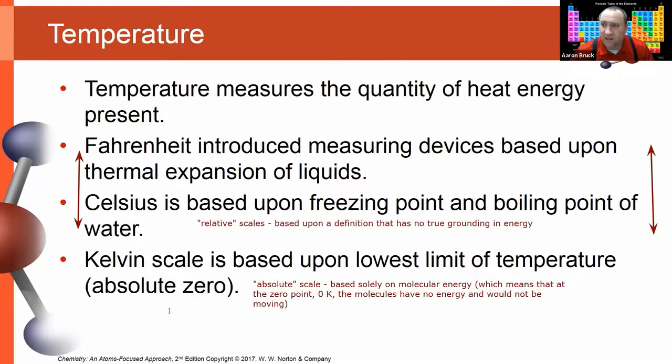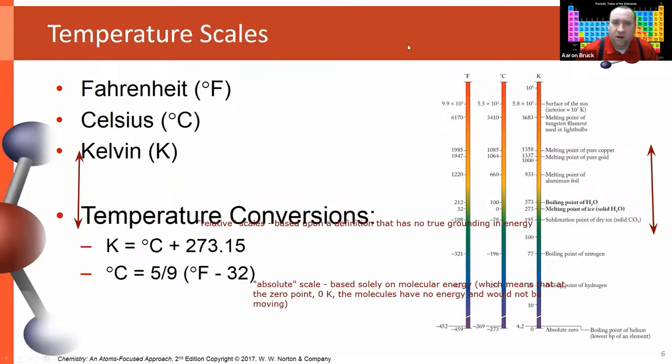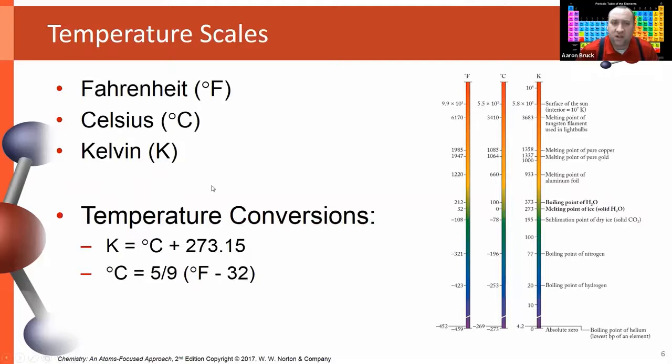So there is a difference there. And that's why the Kelvin scale is favored among the two. Now, if I compare these to each other, you can see I've got my three graphs here, Fahrenheit, Celsius in the middle, and Kelvin on the far right. We can see that for the most part, there is a relationship between the two.